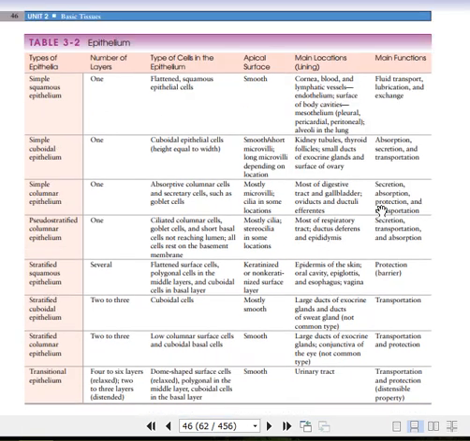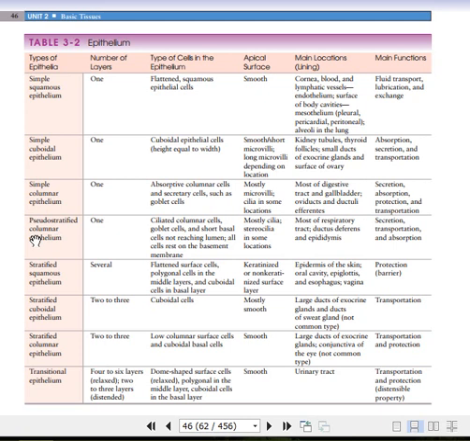The last element of our differences is going to be the function of each of them. For simple squamous epithelium, the function is fluid transport, lubrication, and exchange. For simple cuboidal epithelium, the function is absorption, secretion, and transportation. For simple columnar epithelium, the function is secretion and absorption, like in the digestive tract, protection, like in the oviduct, and the ductuli efferentes for transportation.